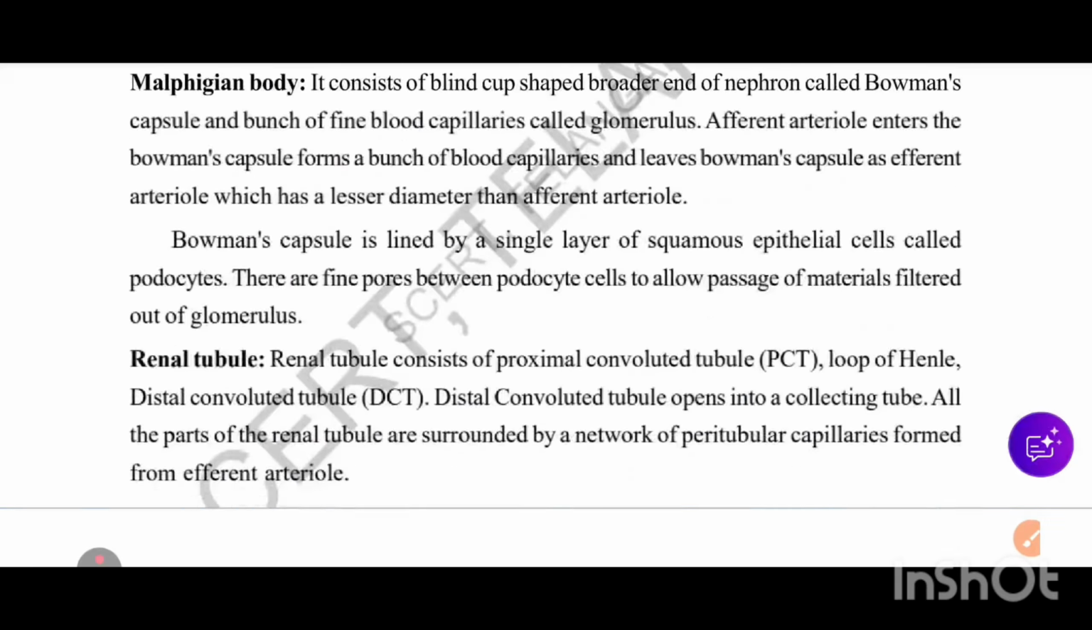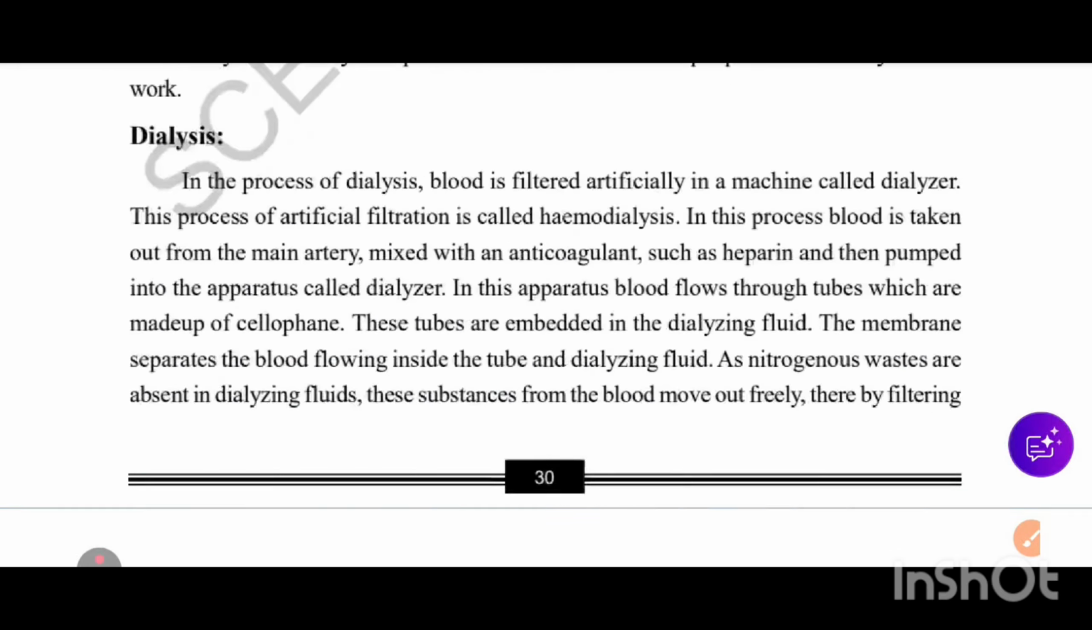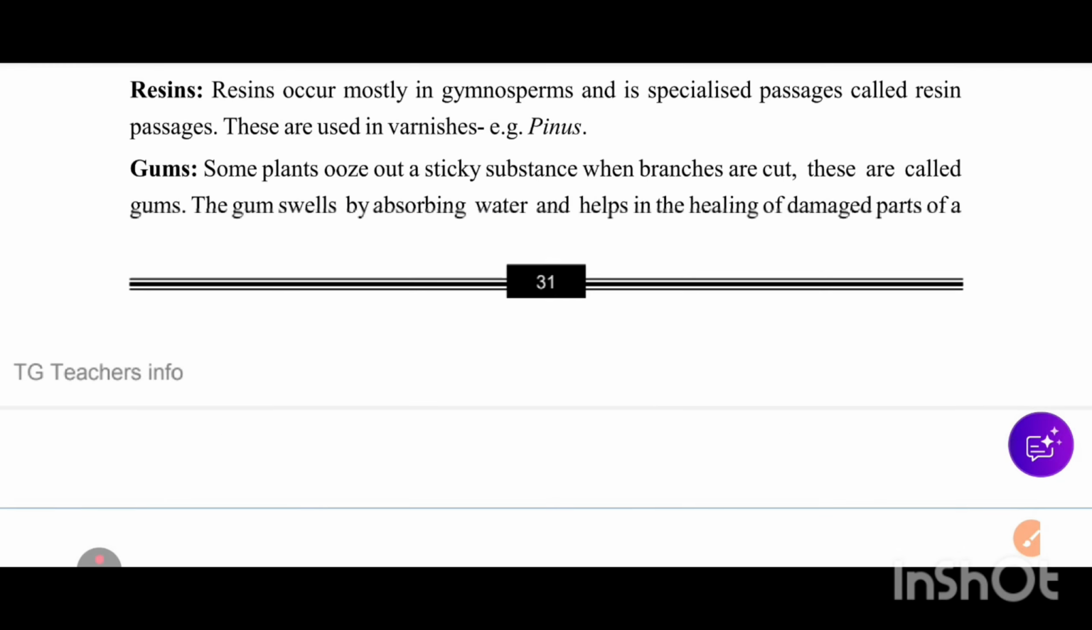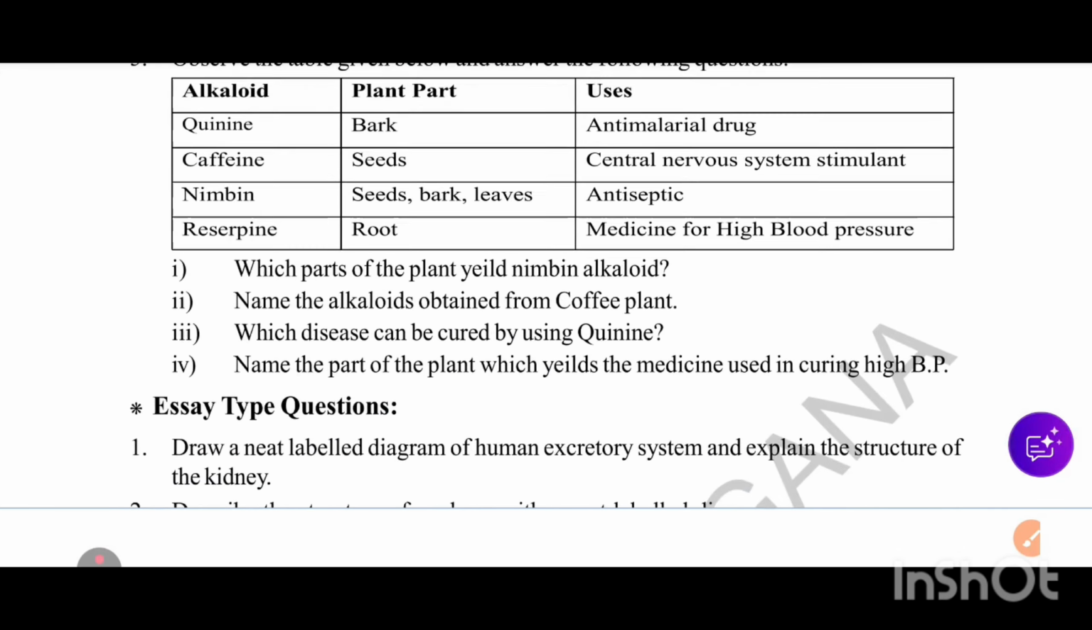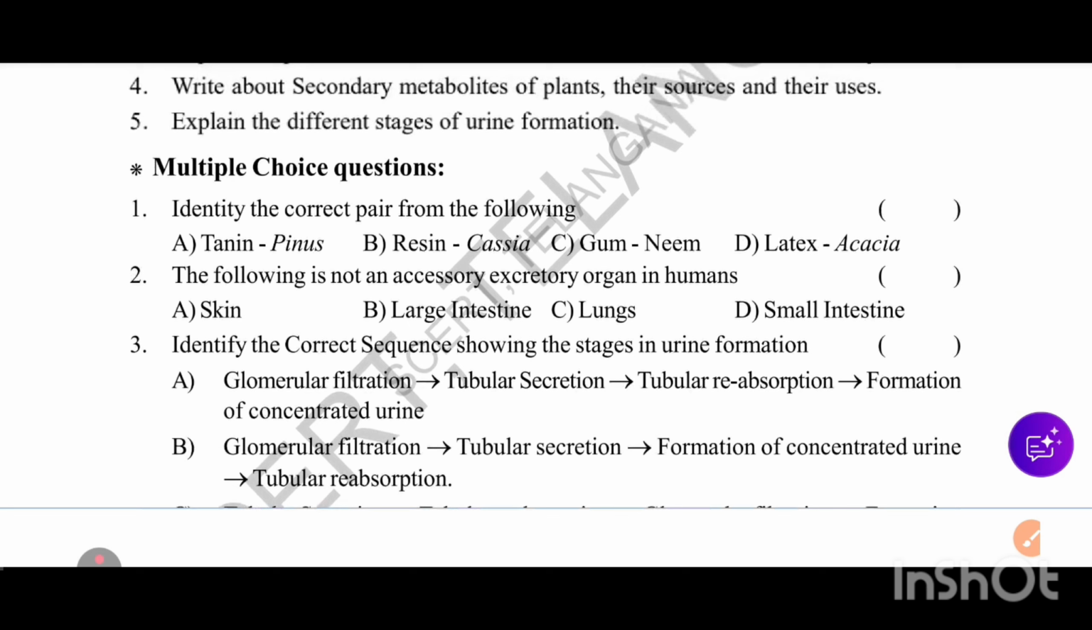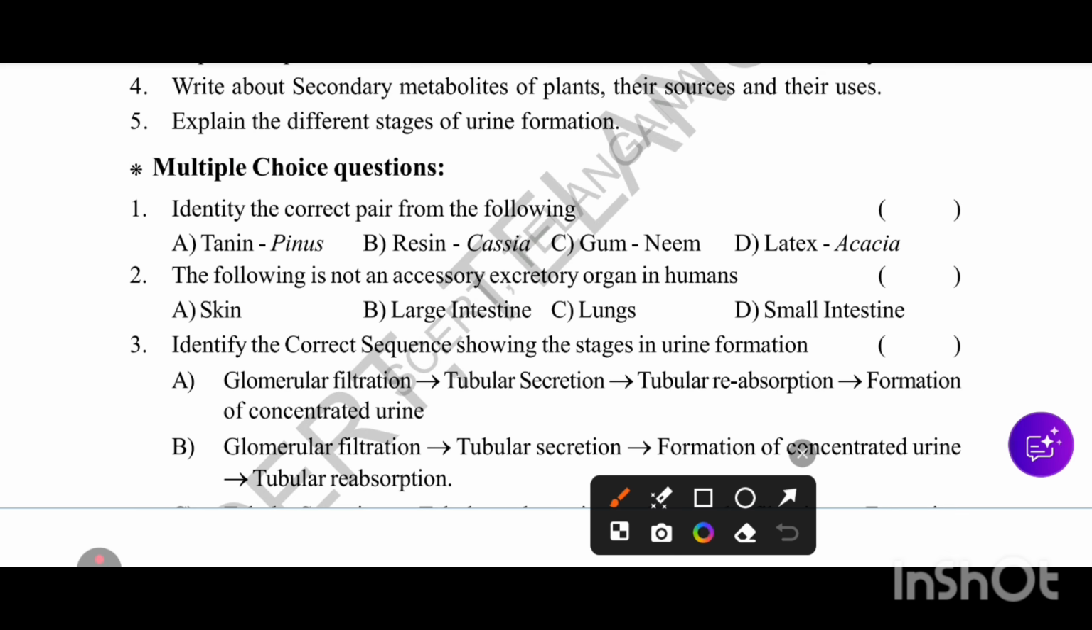Now we'll discuss the fourth chapter bit part, that is the multiple choice questions of the fourth chapter, excretion. So in this we'll be discussing the bit part. Identify the correct pair from the following. The tannin, pinus, that is a wrong pair. Resin, cassia, that is also a wrong pair. Latex, acacia is also a wrong pair. The right option for this is C, that is gum, neem. The neem plant gives gums.